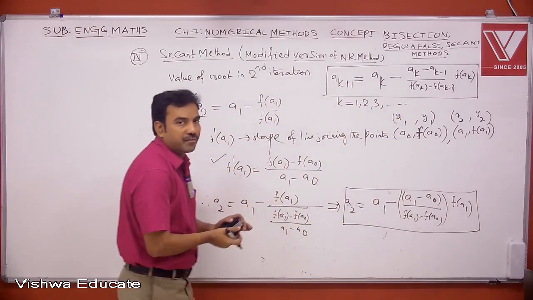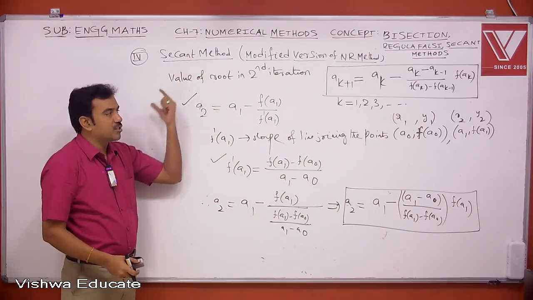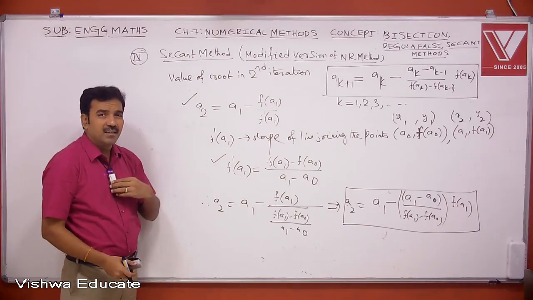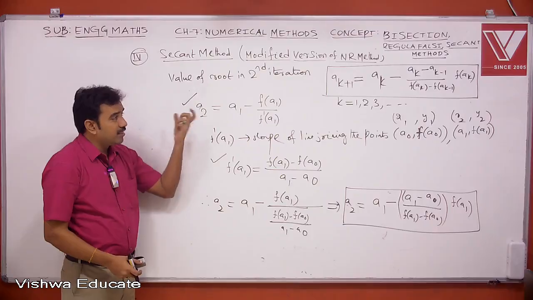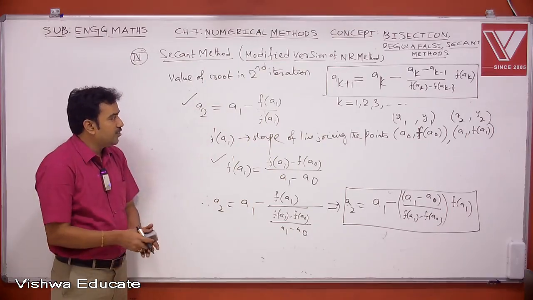So these are the modifications we can make in the Newton-Raphson method to get another method, called the secant method. In the future, we will see whether there is any improvement by making these changes, or whether there is any downfall in this. Okay, so you can write these points.